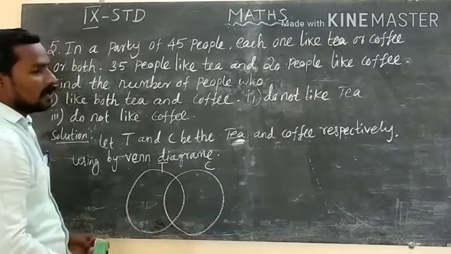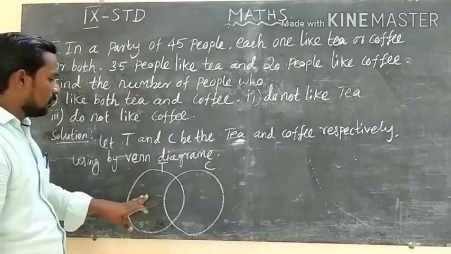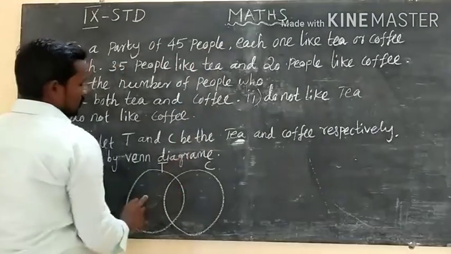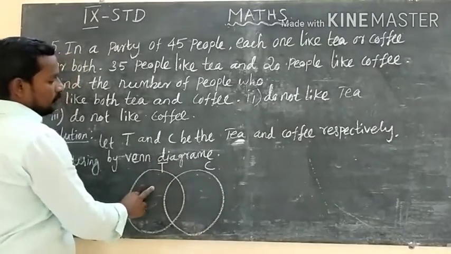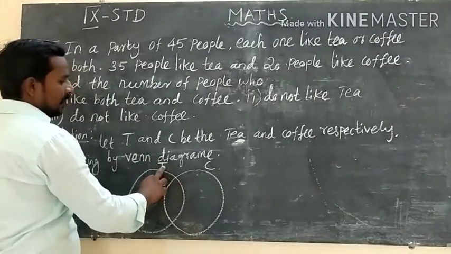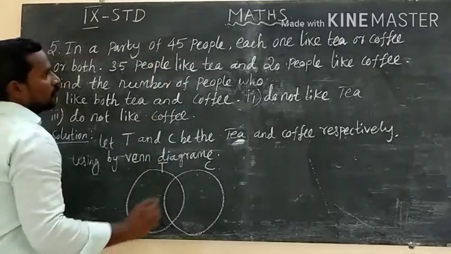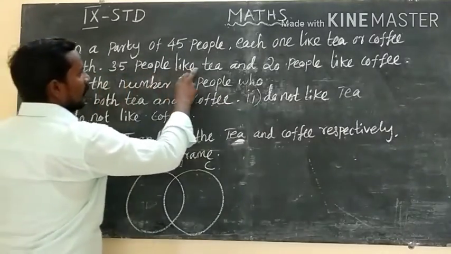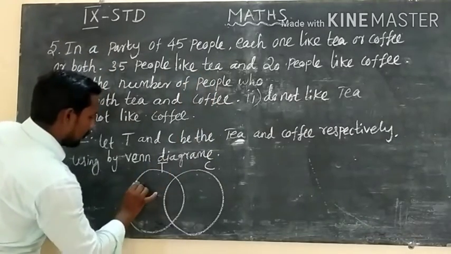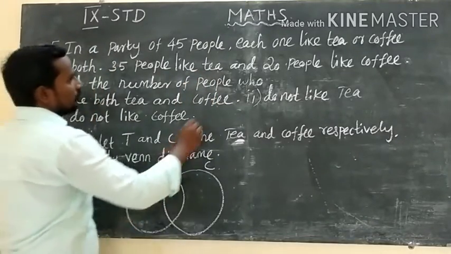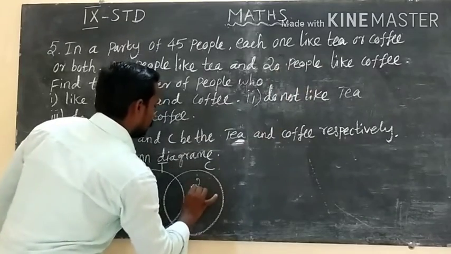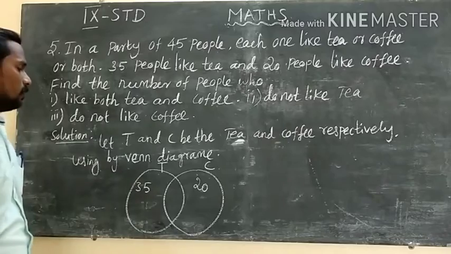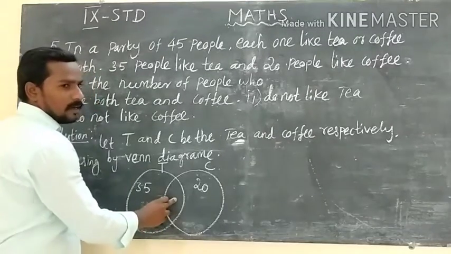Okay. So write the given information into the Venn diagram. In a party of 45 people, so the total value is 45. That means T union C is equal to 45. Each one likes tea or both. So 35 people like tea, then 20 people like coffee. Find the number of people who like both. So here it is not given.